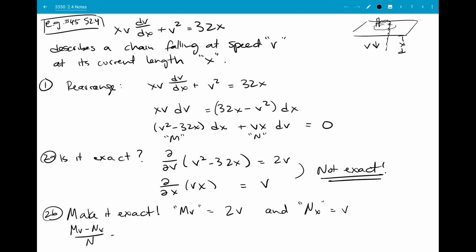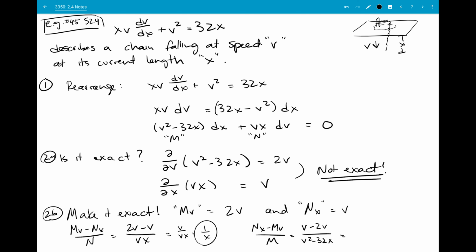I always mix these letters up. And don't worry, when you take exams and stuff, you always have your notes next to you. So that's 2v minus v, and n was vx. Or we've got n sub x minus m sub v over m, which would be v minus 2v over m, which was v squared minus 32x. So we could already see from the first one that 2v minus v is v, over vx is just 1 over x.